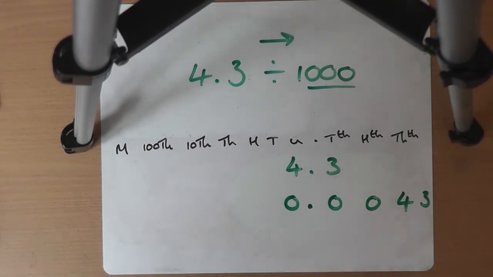Downside of this sort of stuff is it only really works for 10, 100 and 1,000, and you could adapt it for 10,000, 100,000 and so on. Count the number of zeros to work out how many jumps it would need to go.